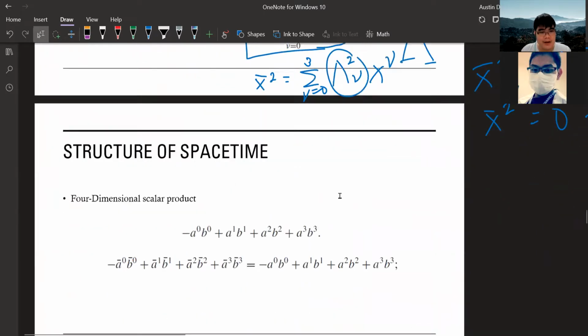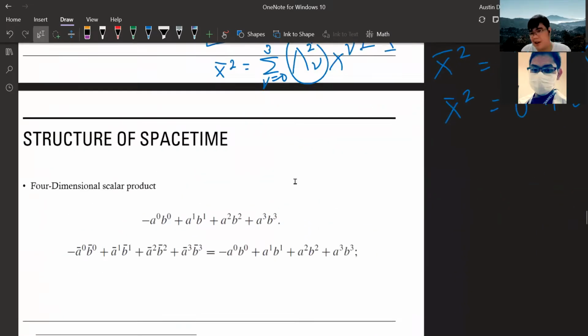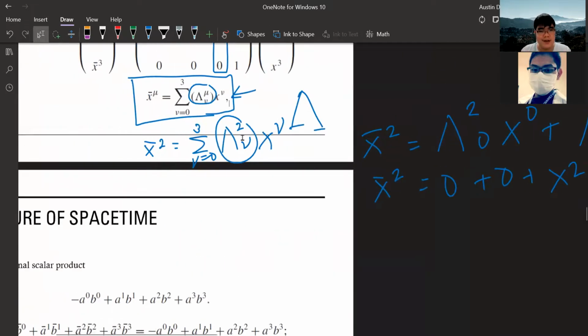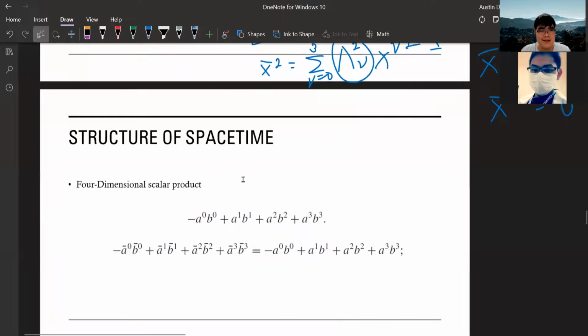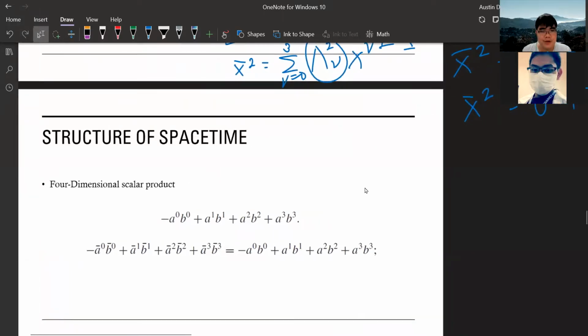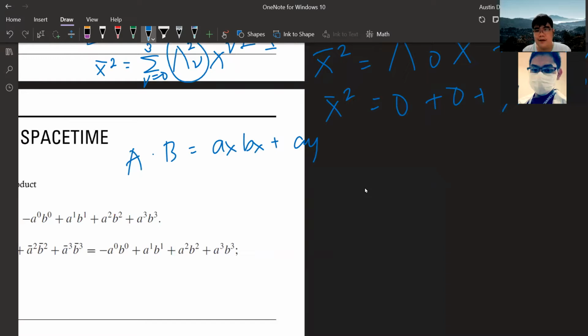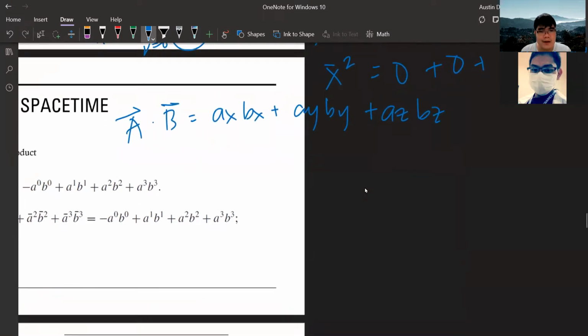Ngayon, merong scalar product, merong dot product sa 4 vectors. Vectors pa rin sila, meron silang special na dot product. So yung dot product nila, di ba usually A, yan, AB. So AX, BX plus AY, BY, plus AZ BZ. Tama, di ba ganyan?